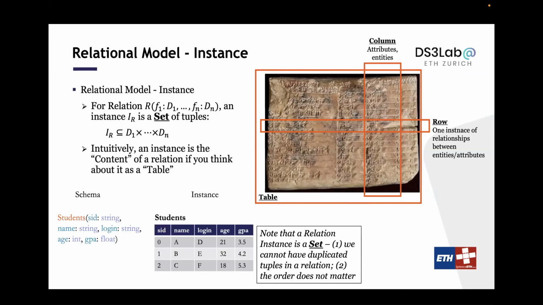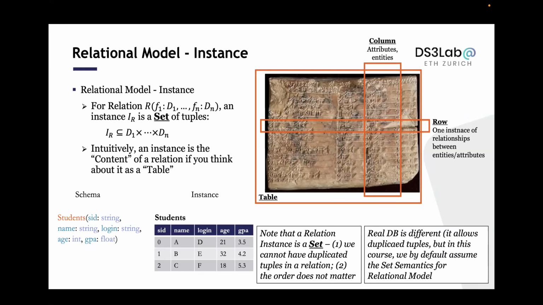One thing that's very important is that whenever we talk about a relation from a theoretical perspective, when we talk about the data model, relational algebra, relational calculus, we always assume it's a set. You do not have duplicated tuples in a relation, and also the order of those tuples doesn't really matter in a relational instance. A real-world database is different.